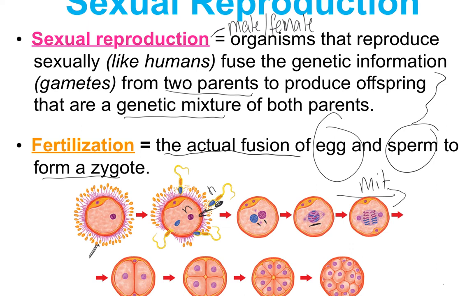mitosis. That's just normal cell division, duplicating your DNA, splitting it in half, making a new cell. So ultimately, meiosis is done with the purpose of eventually going through mitosis to make a baby human or a baby lizard or a baby fish.